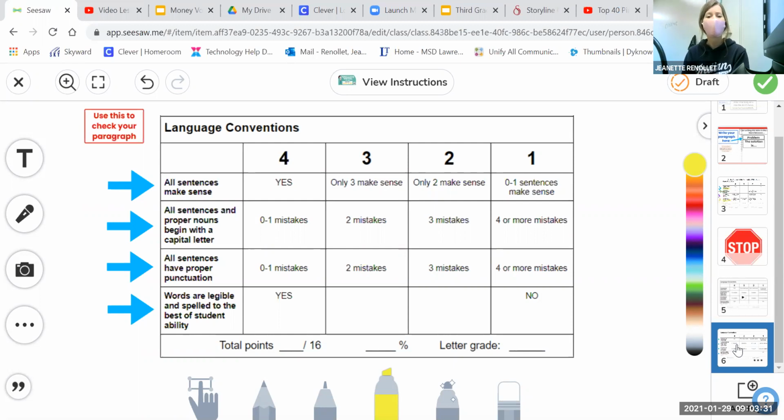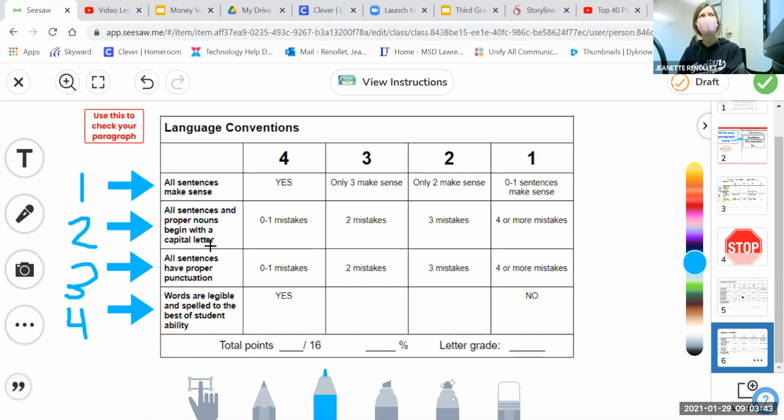I want you to take 1 minute and I want you to read the 4 categories. We have 4 arrows here. 1, 2, 3, and 4. I want you to read these to yourself and see, what are we going to be working on today? How are we going to improve our writing today? Please take 1 minute and read this rubric part on slide 6 to yourself.